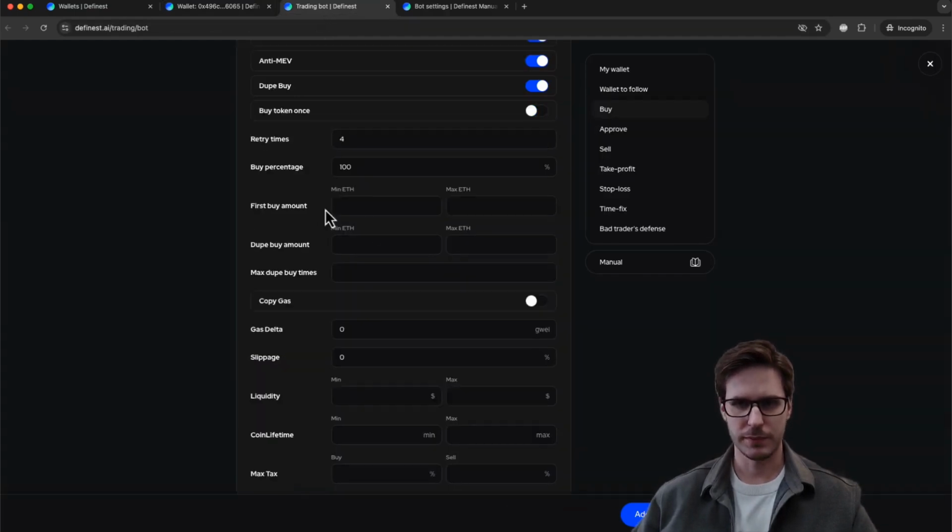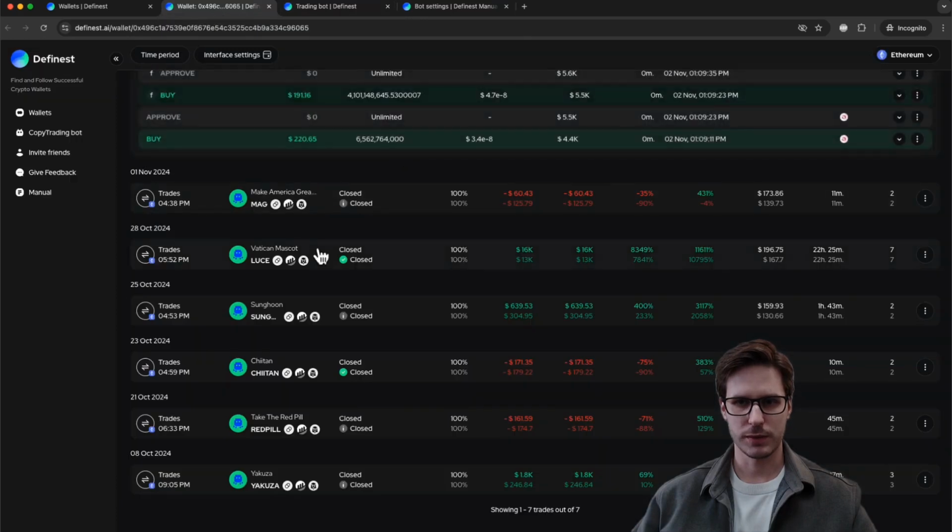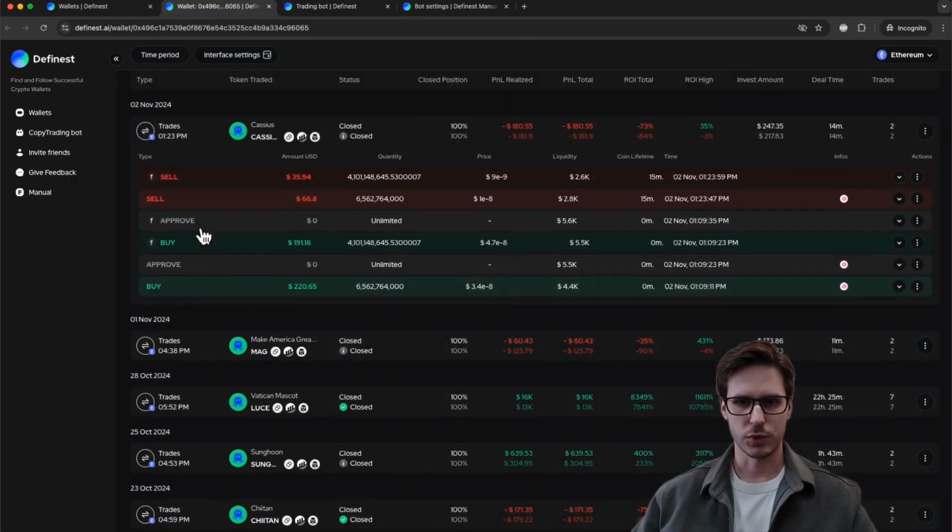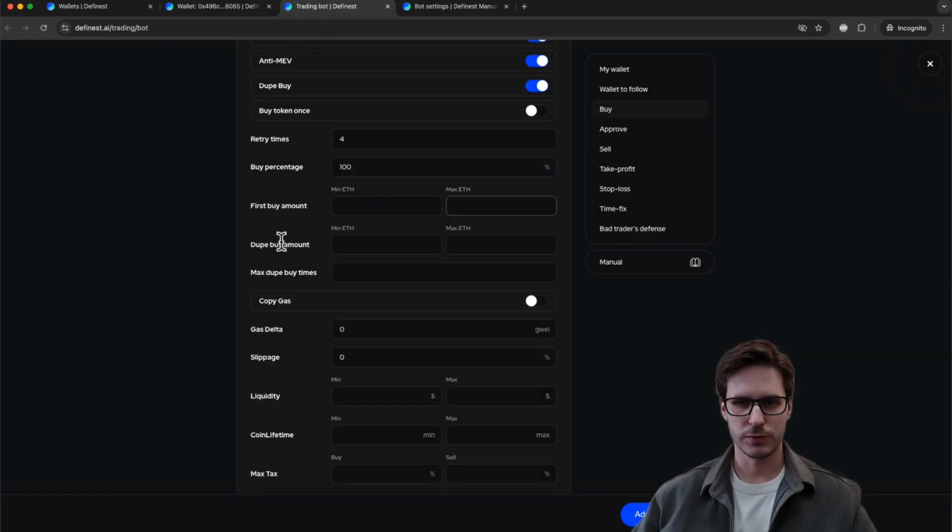Next, first buy amount and Duke buy amount. This is the minimum and maximum amount of the first purchase in the transaction. That is, the first purchase in the transaction is this one. He can then buy more, and that will already be Duke buy amount. For safety, I will limit myself to no more than 0. And the minimum is not less than $98, because otherwise you may have a commission that eats all the profit. It's also better to limit the minimum amount of income.